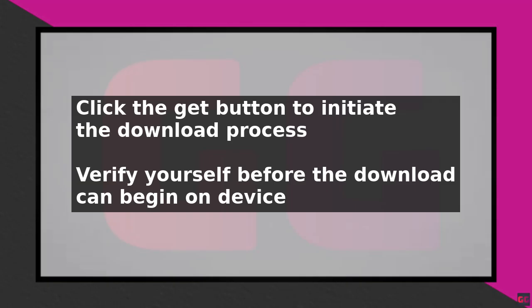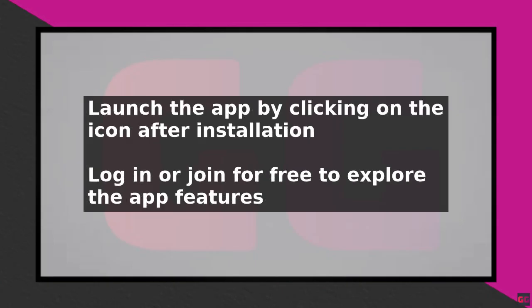Once the app has finished downloading, you can exit the App Store and locate the Strava app on your device, which should be installing. When the installation is complete, the app icon will appear, featuring an orange background with the Strava logo. To launch the app, simply click on the icon, and you'll be given the option to either log in if you have an existing account or join for free. From here, you can explore the app's features and begin using it.